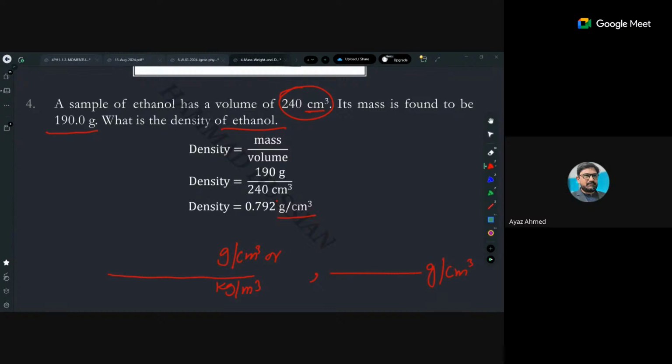Okay, is it clear? Yes sir. Yes, sir. Okay, right, any question till this point? No sir.